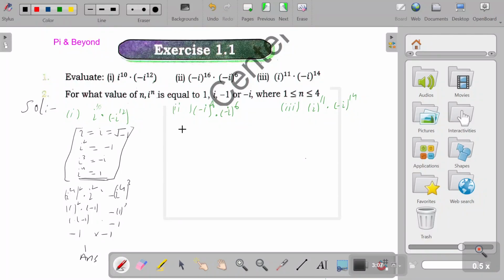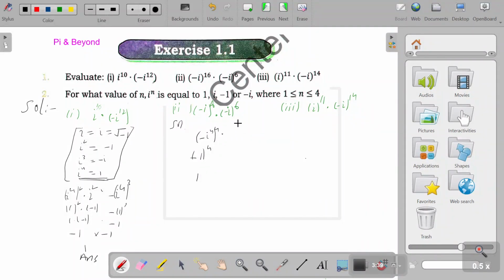Now come to the second part. So the second part is minus iota to the power 16 into minus iota to the power 6. So very simple. You see the solution of this: minus iota 4 whole to the power 4. So minus iota to the power 4 is equals to 1. So minus 1 whole power 4 is equals to plus 1. So negative raised to an even power, you always get the positive result.